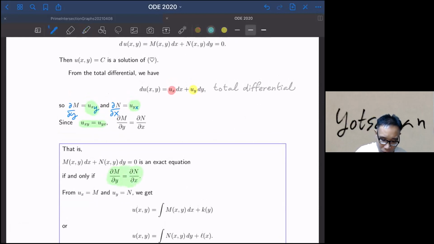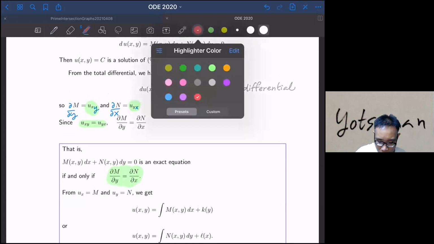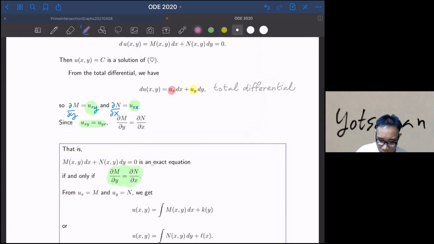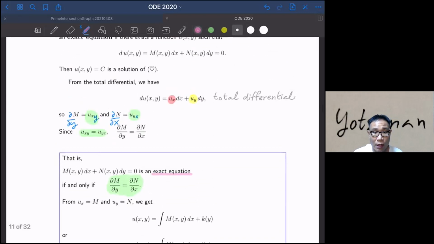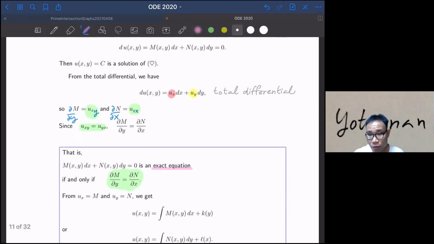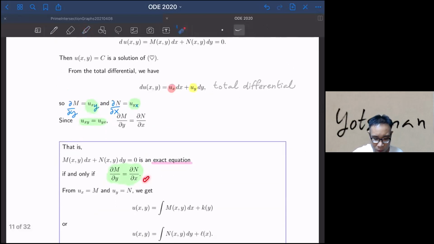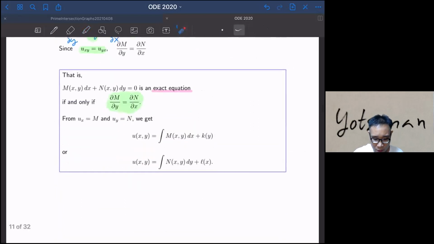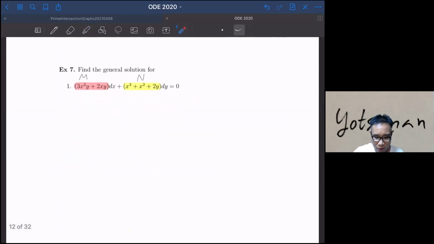Okay, so the conclusion that we can draw here is that you'll be able to conclude that your equation is an exact equation if and only if you have dM/dy equal to dN/dx. Okay, so this is the thing that we're gonna do. After identifying M and N, we're gonna find dM/dy and we're gonna find dN/dx. So please do this one.